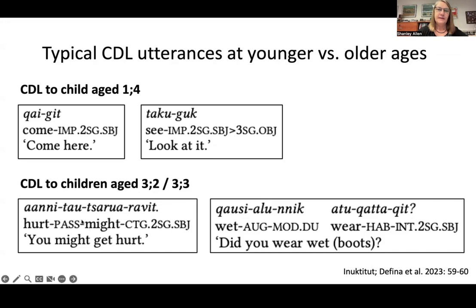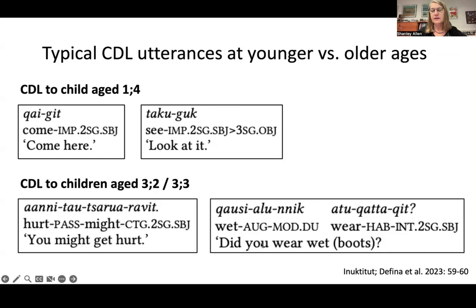And then at the oldest stage that we have in the data, we see longer utterances. So here, this first utterance, Ani Tautzawavit, you might get hurt, has 4 morphemes in it. It has a passive morpheme, and it also has a contingent inflection, which is one of the later acquired inflections for children and also appears a little bit later in child-directed utterances.